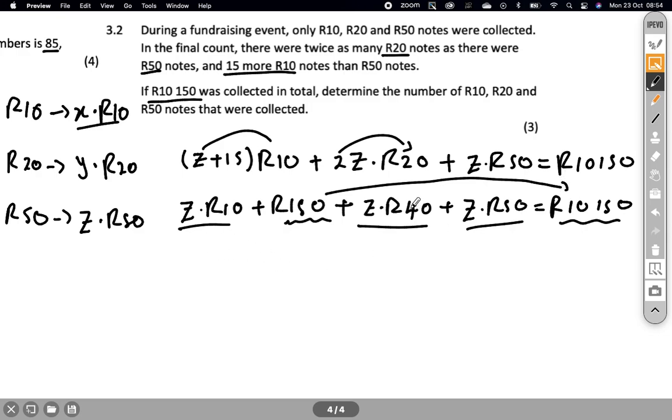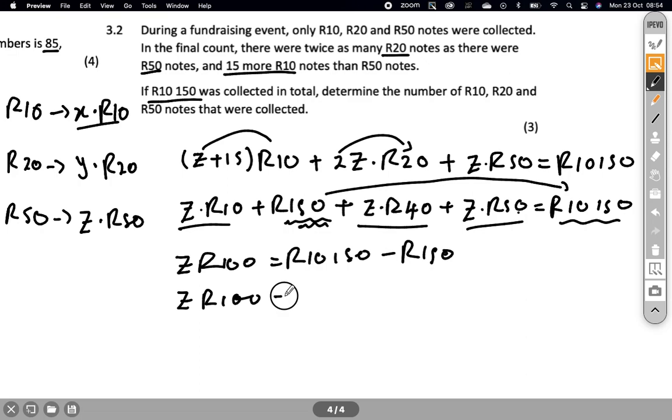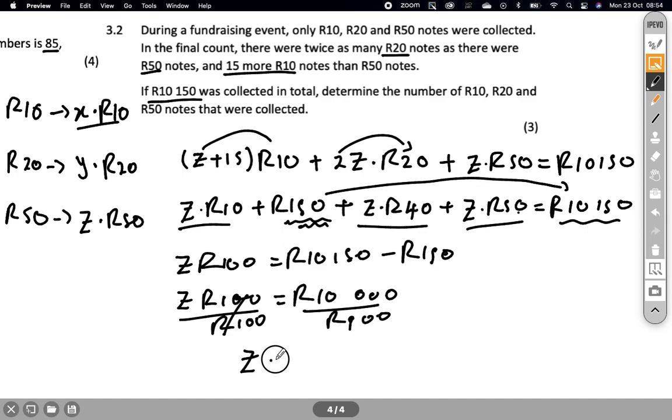So it's going to be 10 plus 40 plus 50, which is Z 100, equals to 10,150 minus 150. So it's this 150 that we are subtracting. So Z times 100 is equals to 10,000. Then we divide both sides by 100 Rands. So the Rands cancel and we're left with Z is equals to 100 divided by 1, which is 100.